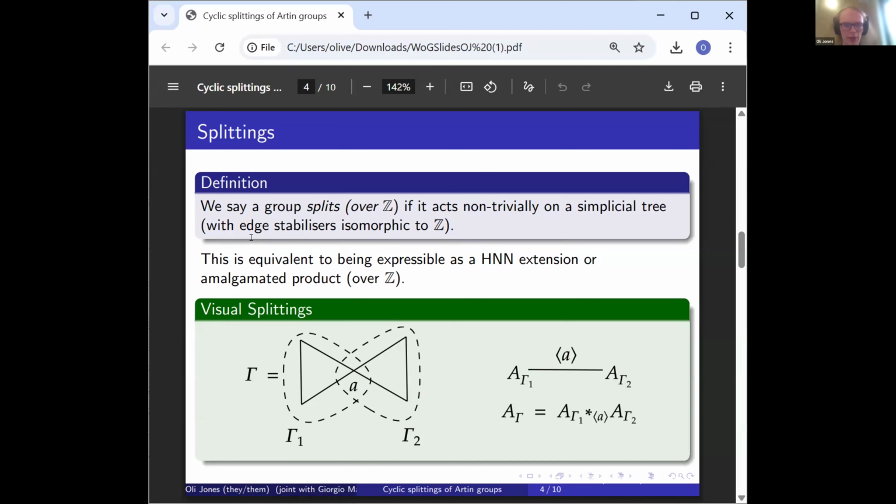Okay, so really you can think of whichever of these definitions you prefer during the talk. Often it's convenient to go back and forth between them when you're working with this stuff. And now we're going to have an example of a splitting for an Artin group, and in fact a class of splittings called visual splittings.